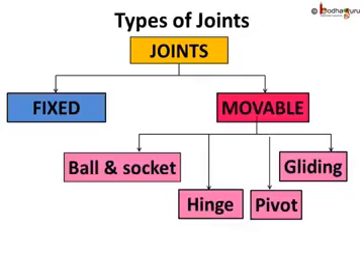To sum up the various kinds of joints: the joints are of two types, fixed and movable joints. The movable joints are further categorized in four groups: ball and socket joint, hinge joint, pivot joint and gliding joint.